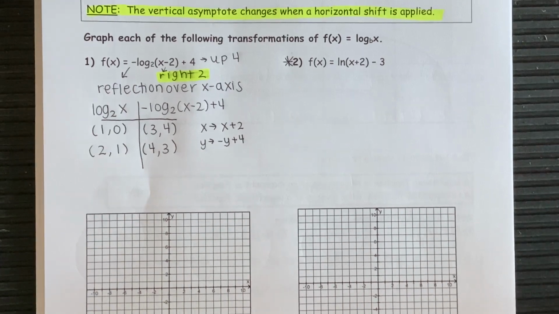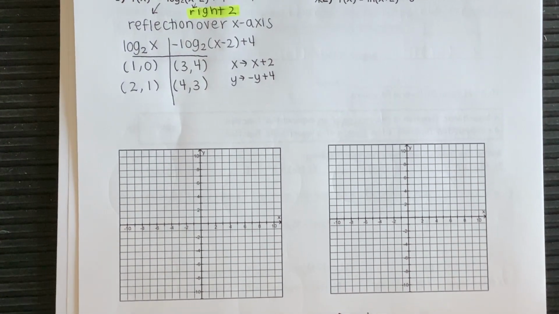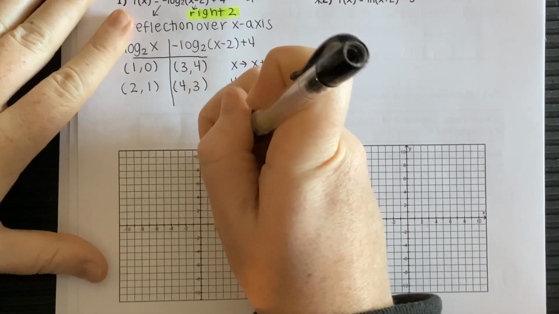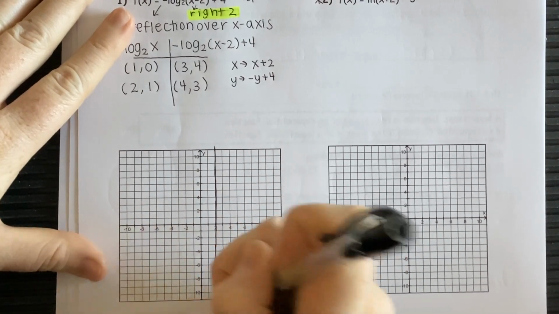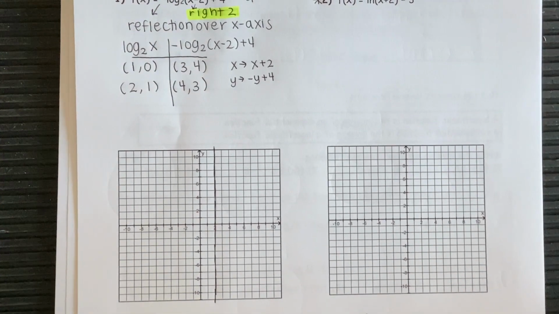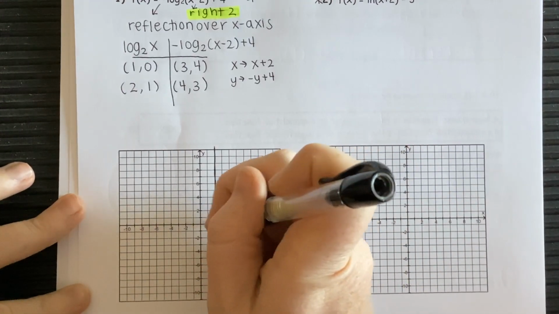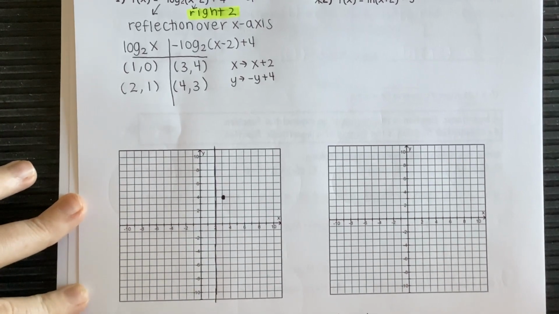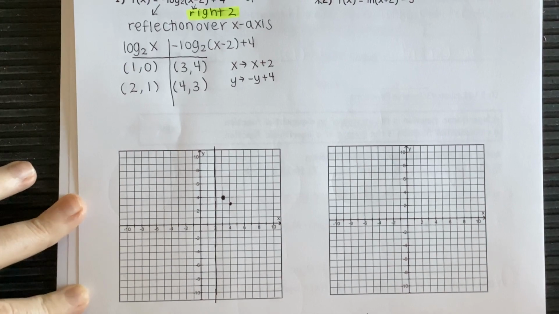All right, so let's go ahead and let's try to graph it. Let's start by graphing where your vertical asymptote is. So we went right 2, that means we have a new vertical asymptote right here at 2. We went right 2, so it moved over 2. Now let's plot our points. You have the point 3, 4, and you have the point 4, comma 3. So kind of right on top of each other.